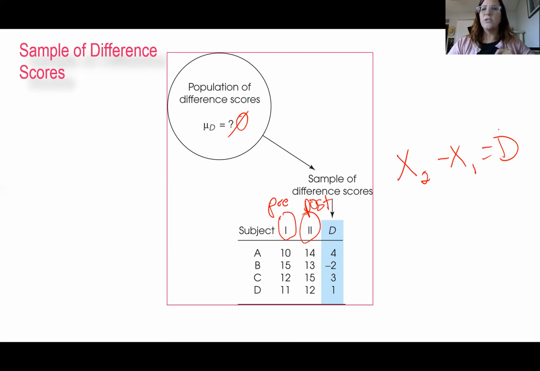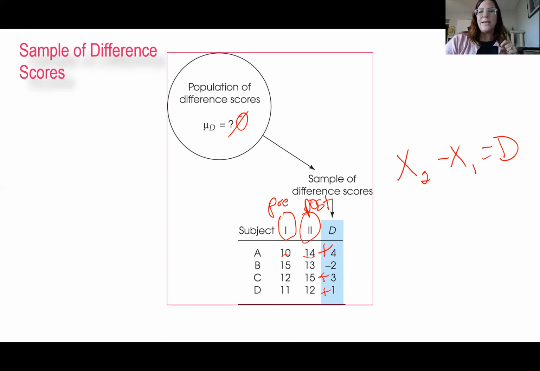So what we need to show is, are the scores going up or are they going down from pre to post? In this case, they went up by 4 points, because 14 is larger than 10. This went down by 2. This person went up by 3. This went up by 1.